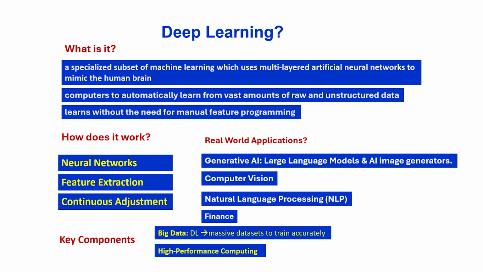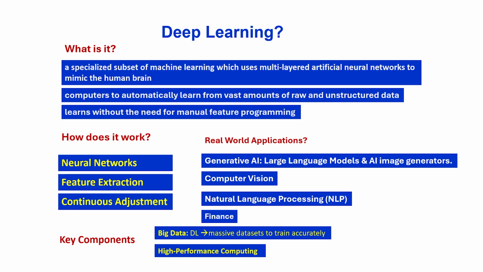That is the difference between machine learning, what I just discussed, and deep learning; you can learn more from my earlier course also. It is a subset of machine learning, but it uses multi-layered artificial neural networks. It uses computers to automatically learn from vast amounts of raw and unstructured data. Please look at these words: raw and unstructured data, artificial neural networks. It learns without the need of manual feature programming. Machine learning requires some manual feature programming, but deep learning does not. So this is the real definition of deep learning.